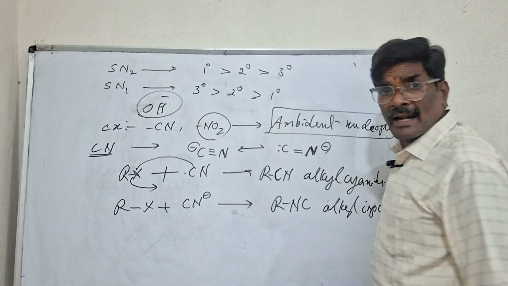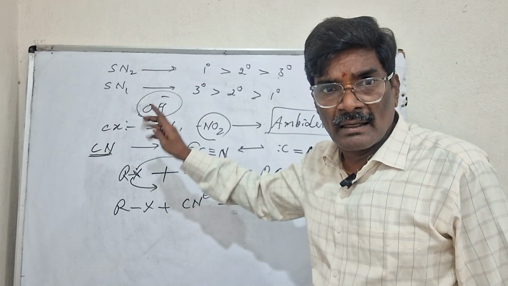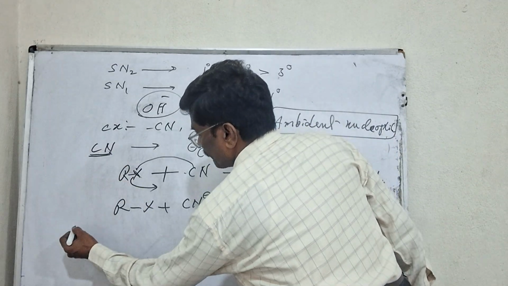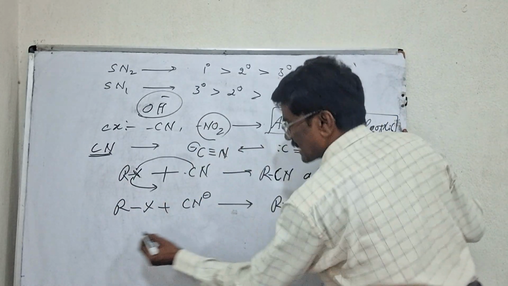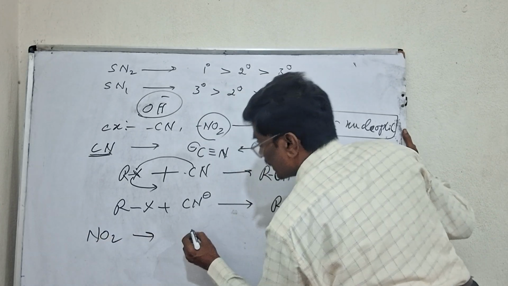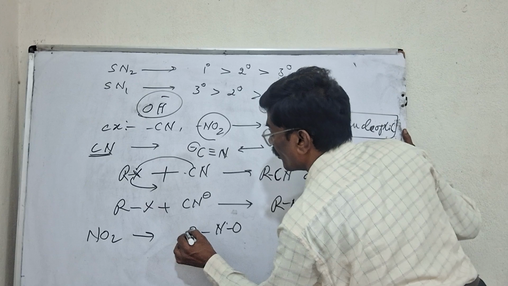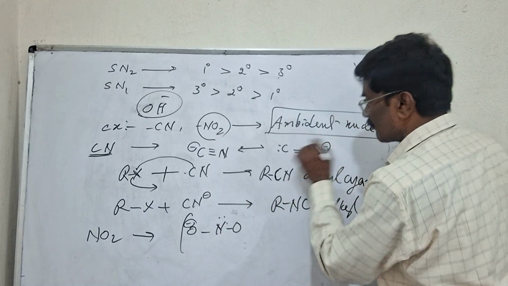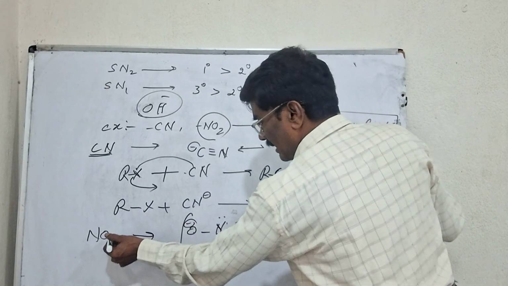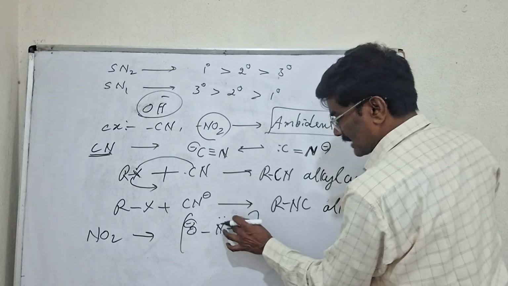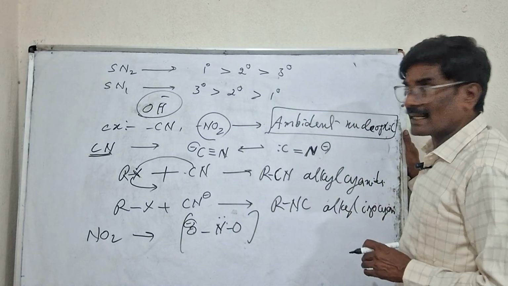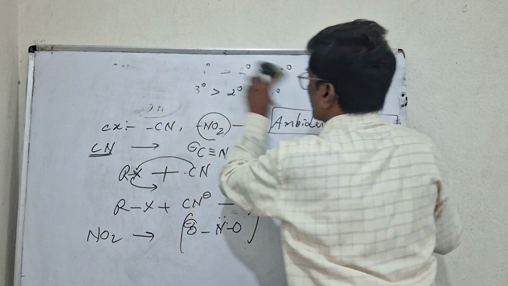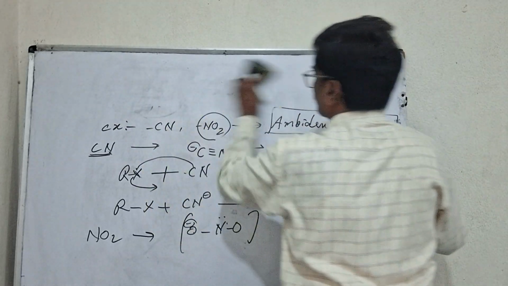So also we get two products. The nitro group also gives two products. Let us see what the two products are. Now take the nitro group again. The nitro group structure is NO2, and the structure is ONO. Here nitrogen has a lone pair. Yes, NO2 minus. O can attack the R group, or N can attack. This is also an ambident nucleophile. Let us see its reaction.